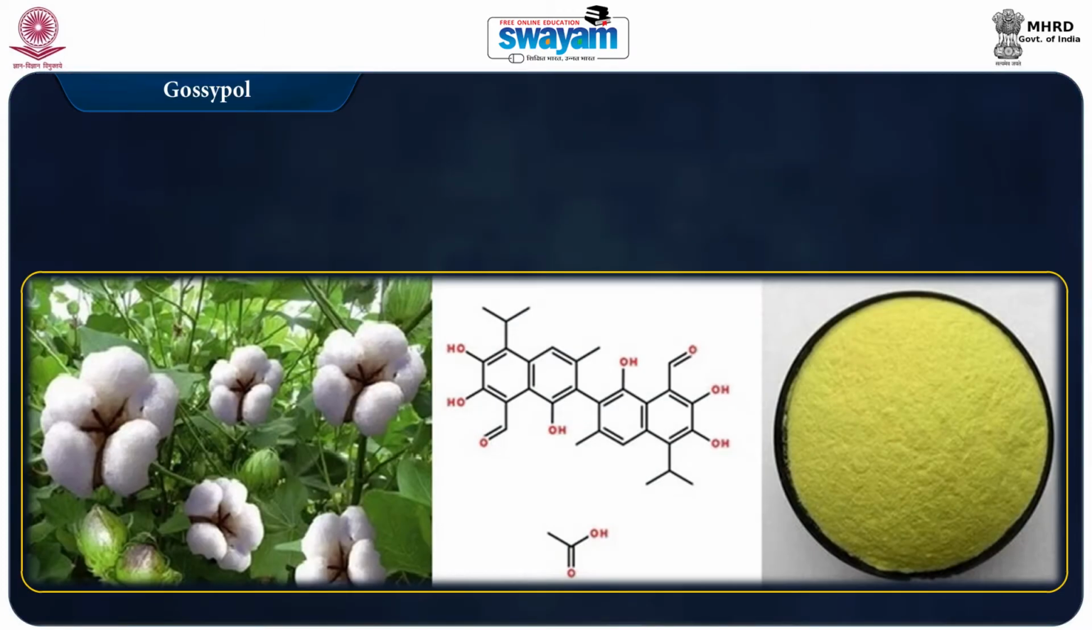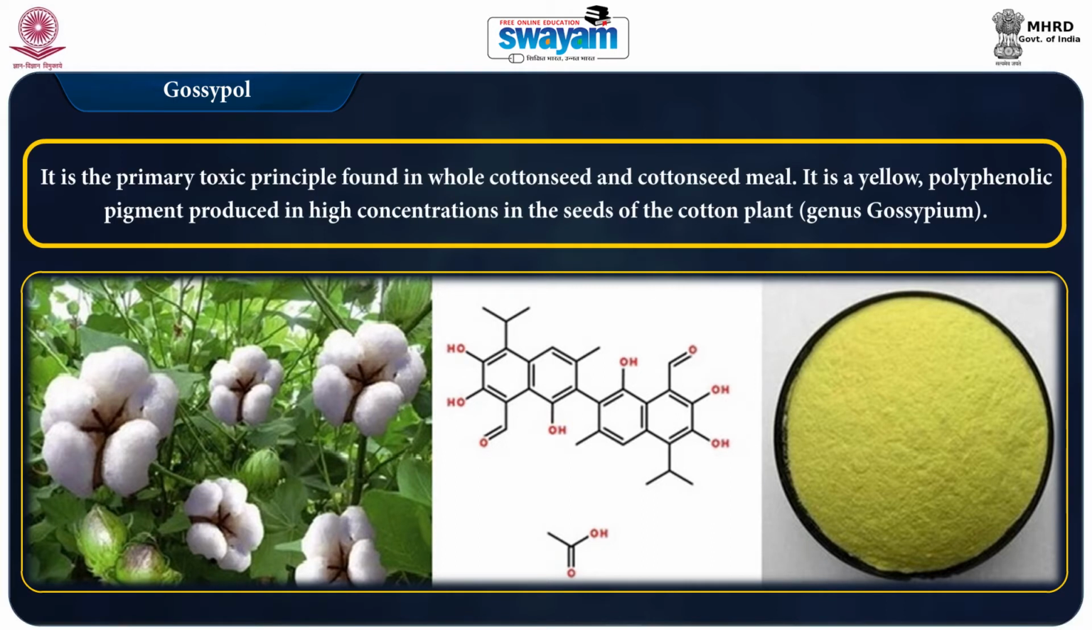Now, the next one in the type B category is gossypol. Gossypol is the primary toxic principle found in whole cottonseed and cottonseed meal. This is a yellow polyphenolic pigment produced in high concentrations in the seeds of the cotton plant.